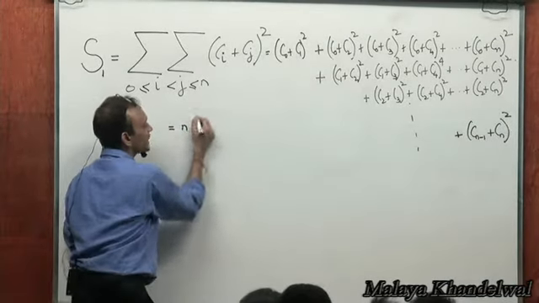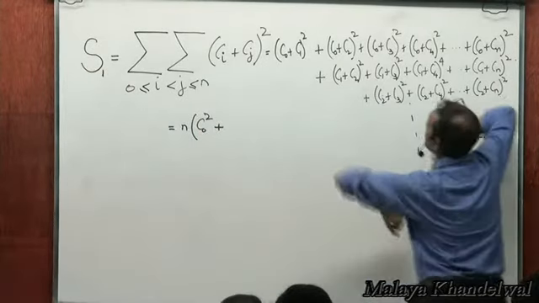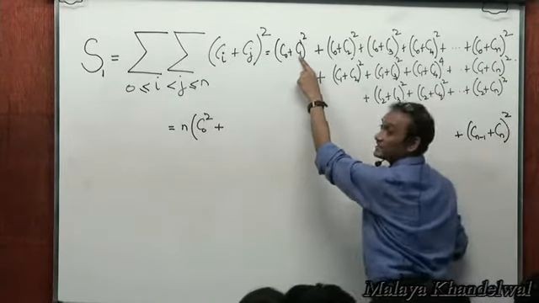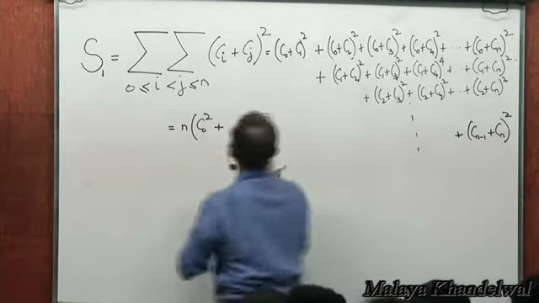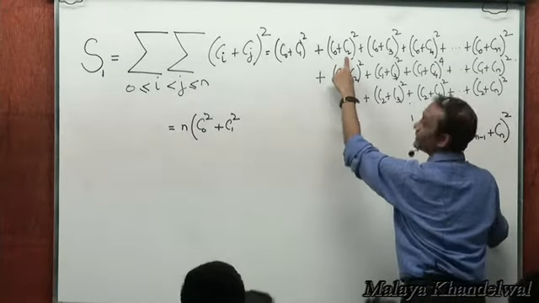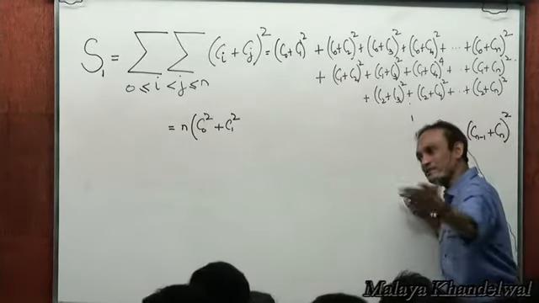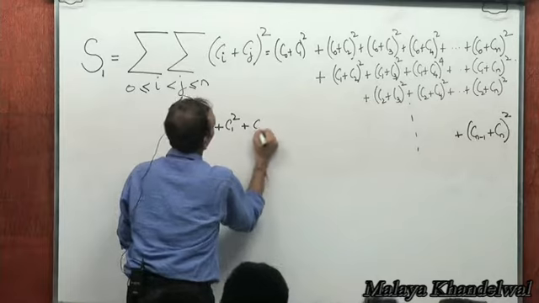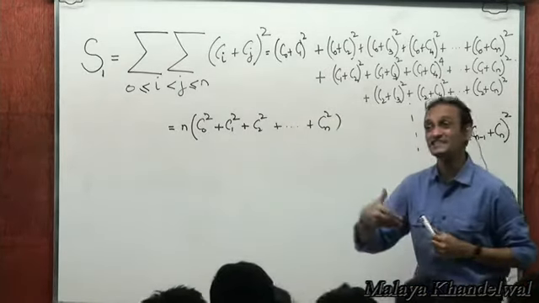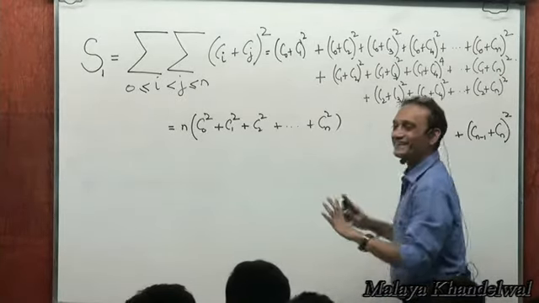So this is n times C0 squared in the first place plus, look, C1 squared. C1 squared has appeared n minus 1 times here and once here. So n times C1 squared. C2 squared has appeared once here, and n minus 2 times here. So n times C2 squared. And now you can almost conclude that this will be terms of this kind, where the Ci squares are all taken care of.